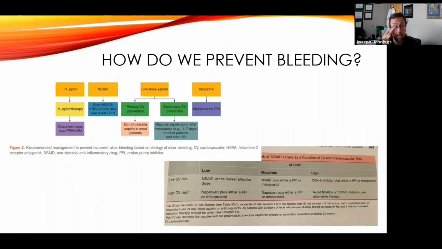And just because they have an ulcer bleed doesn't mean we basically get to say to them, hey, sorry, just stop using your hands or your knees because I don't want you to ever have an ulcer bleed again. We have to be a little bit more creative than that.